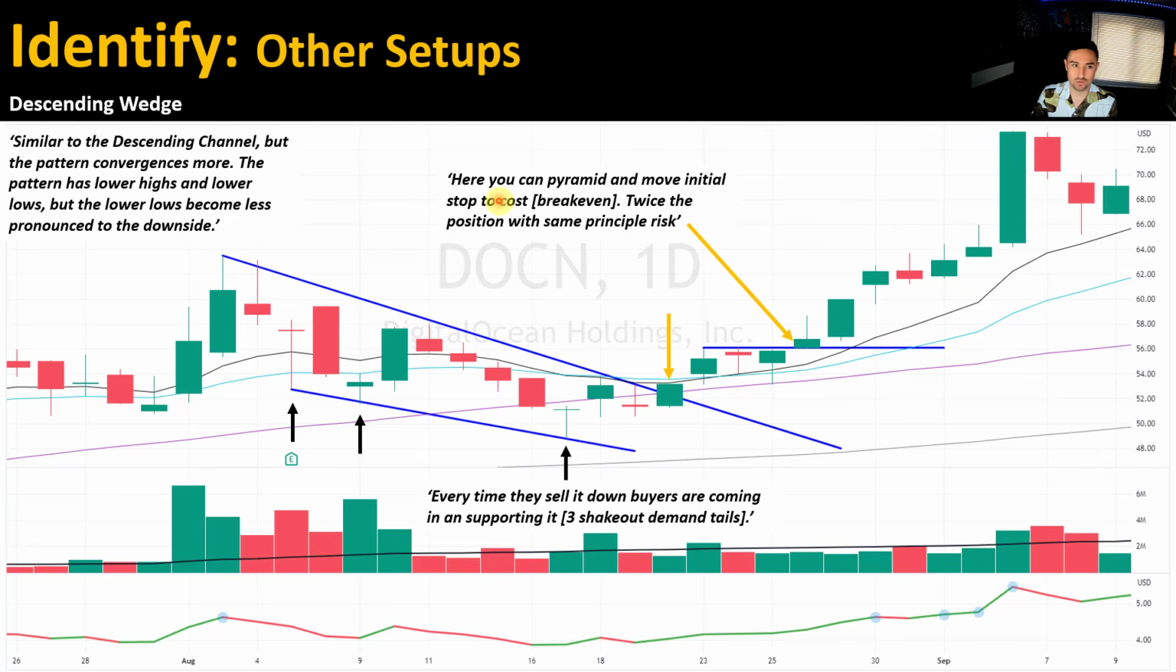And then here we'll start talking about pyramiding a little bit. So this would be the entry point here as it breaks the descending trend line like this. You can see 1 touch, 2 touch, 3 touch, 4 touch coming through in here. So this would be the entry, but then it also creates this pivot in here. Nice shakeout demand tail the day before and starts taking it out. So here you can pyramid and move the initial stop to cost break even, twice the position with the same principal risk. We're going to talk about that in the control and mitigate part of this presentation.